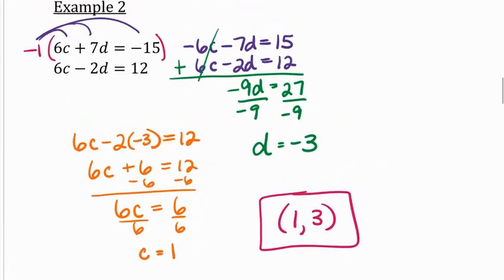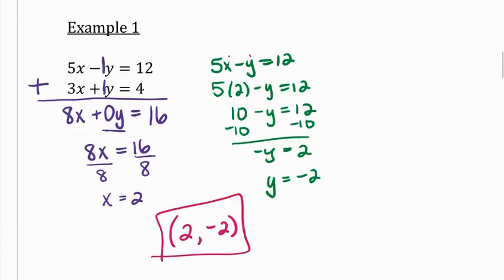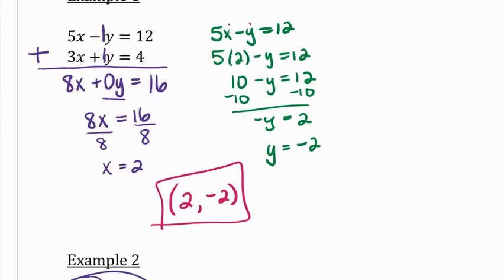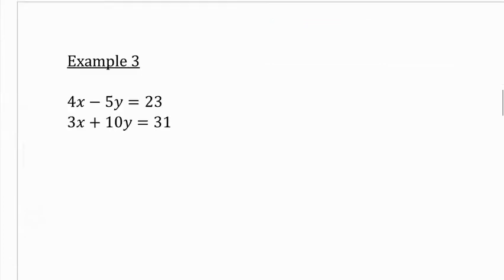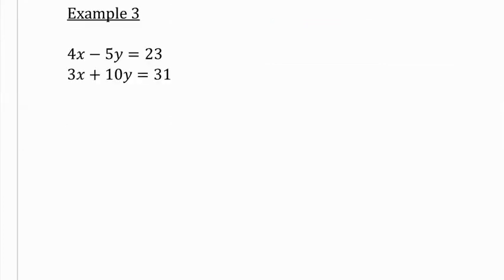Okay, so we had to do a little bit extra step there. The first one, we could just go ahead and add the two equations together. They just add together. And then the second one, we had to multiply one of the equations so that we'd have opposites. Right, so that time we got opposites. Okay, let's take a look at another one here.